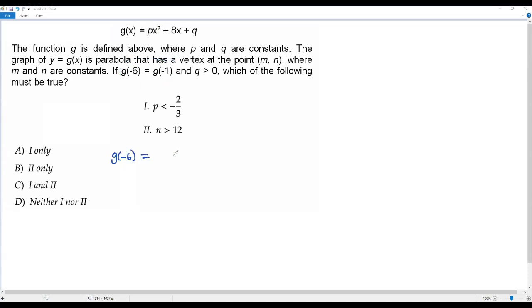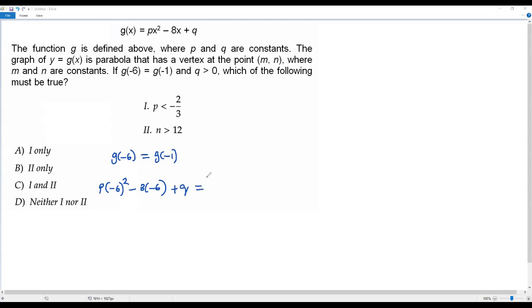Let me write the stuff over here. g of -6 equals g of -1. To evaluate g of -6, I have to plug in -6 for x into the given function over here. So when I do so, I'm getting p times (-6) the whole square, minus 8 times -6, plus q. That is, I plugged in -6 for x over here and here.